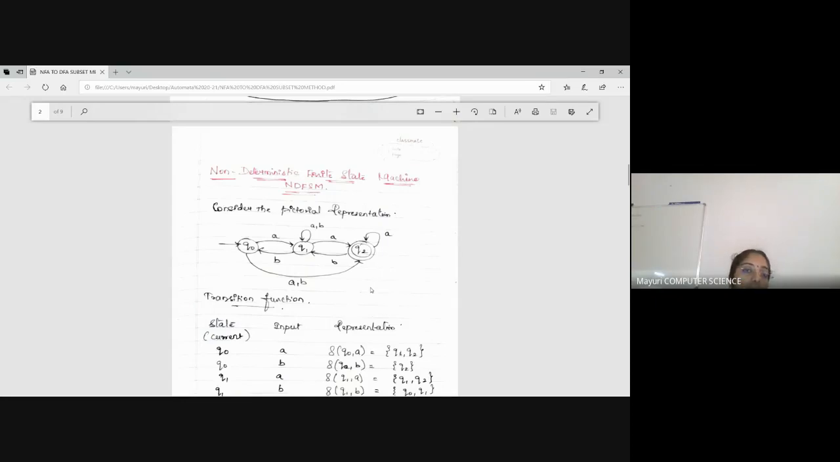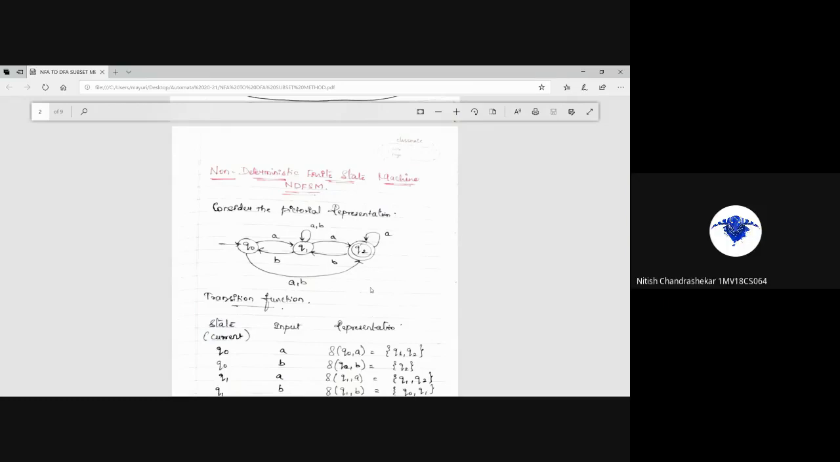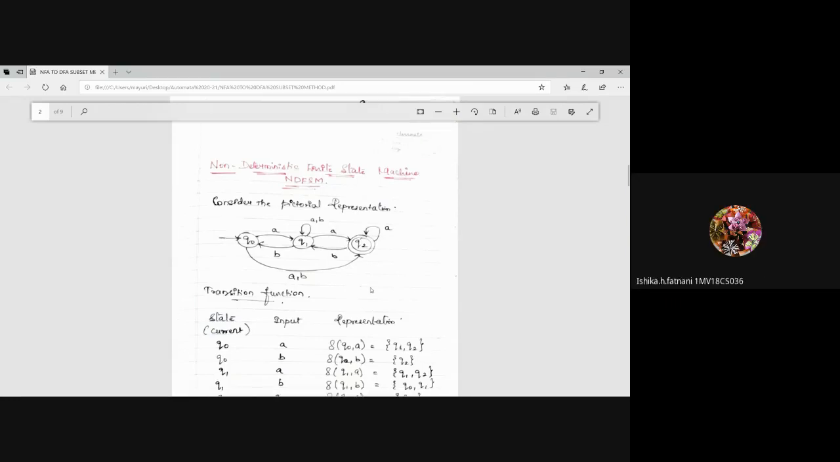When you come to NDFSM, you don't have any restriction that exactly one transition out of each and every input symbol. You may have a transition, you may not have a transition, you may have n number of transitions over a particular input symbol. Is that clear? Yes, ma'am. So that is the case.